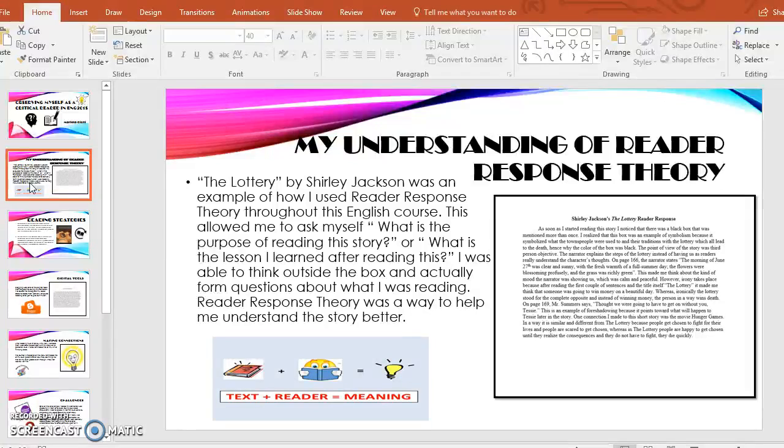One example is from The Lottery by Shirley Jackson, when the narrator states, "The morning of June 27th was clear and sunny, the flowers were blooming profusely, and the grass was richly green." This showed me as a reader the mood of the story, which was calm and peaceful.